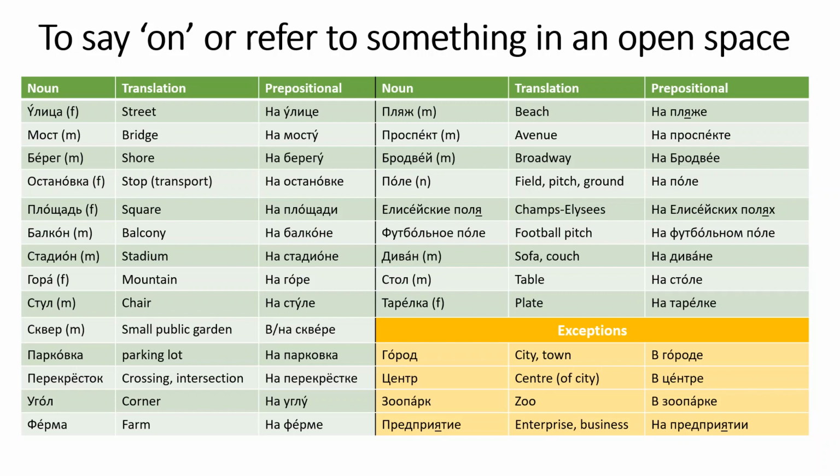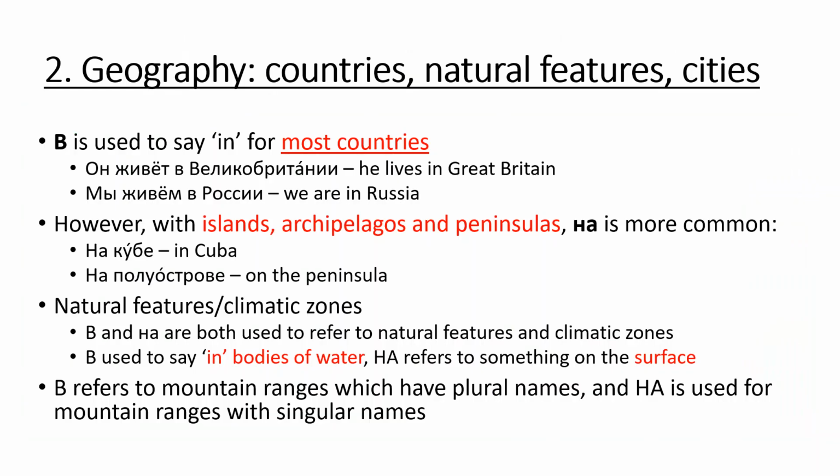Now on to the next use of the prepositional case. The second use of the prepositional case is quite similar to the first in that it does relate to location, but now we're going to be focusing on geography specifically, so countries, natural features, and cities. So v is almost always used to refer to countries.